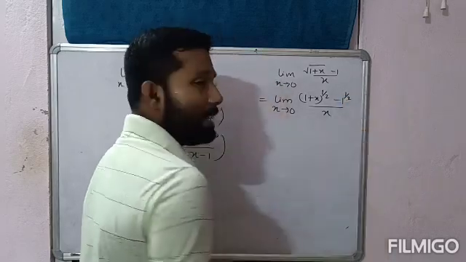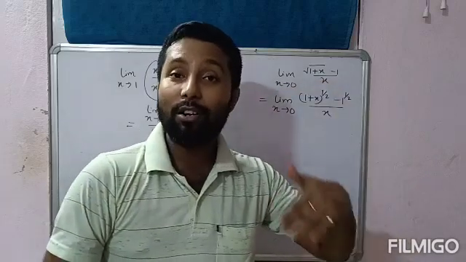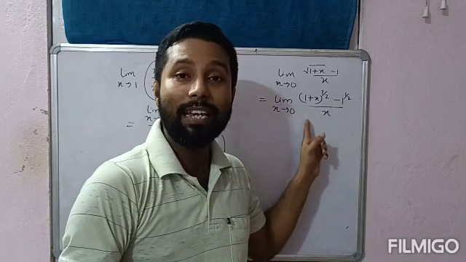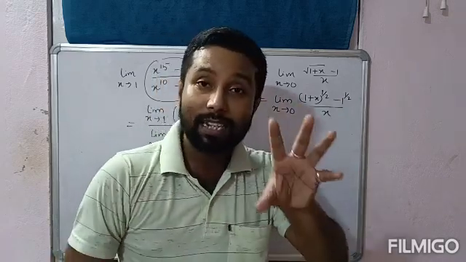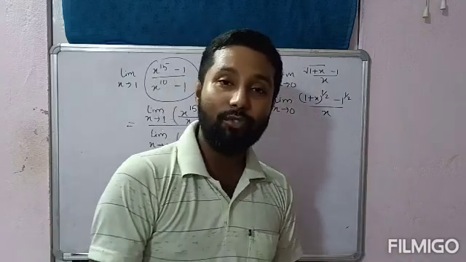This 1 also can be written as 1 to the power half. Yes or no? So we have to repeat the same formula, x to the power n minus a power n by x minus a, but for this the limit value must be greater than 0. But here it is exactly 0. So what do we have to do?